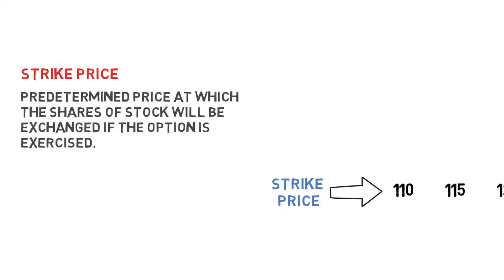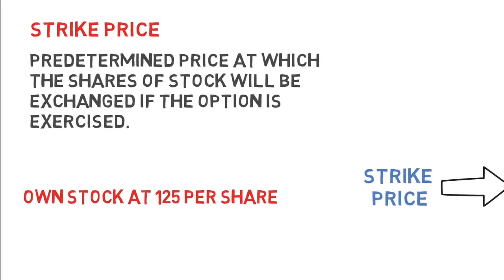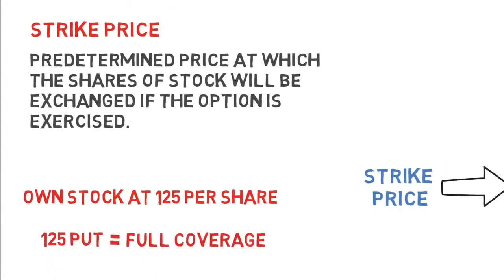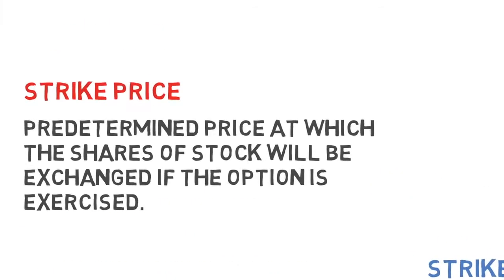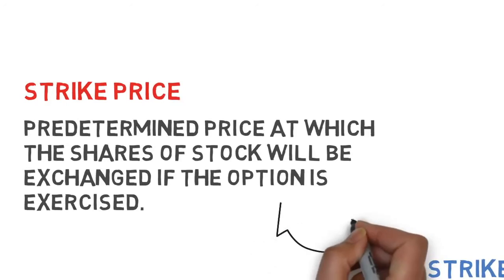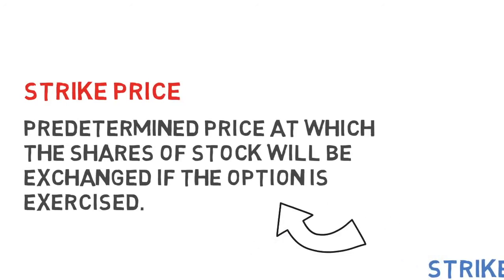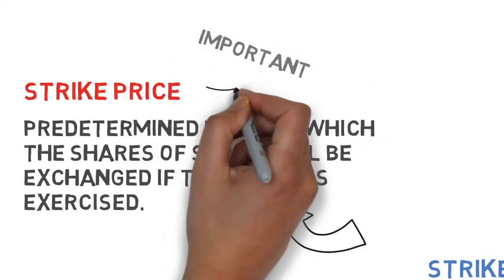The strike price is the predetermined price at which the shares of stock will be exchanged if the option is exercised. For example, if you own the stock at $125 per share, you could buy the 125 put because that's where you could sell your shares in case the stock goes lower and you need to exercise your option. So again, the strike price is simply the price that the shares of stock will be exchanged if the option is exercised. Of course, you don't have to own shares of stock to trade options, but the strike price of the option you're trading has a huge effect on what the option's price will be.